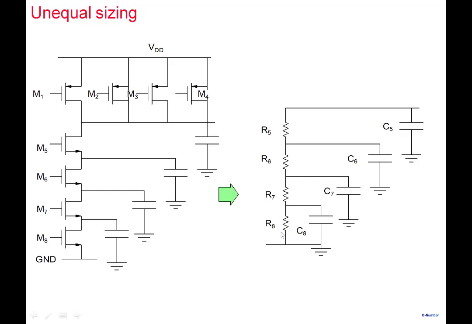R8, all of them see. R7, then, the 3 of them see. And then R6, 2 of them. And R5, only this one sees. So in terms of importance, the most important resistor, if I look at this, appears to be this one.